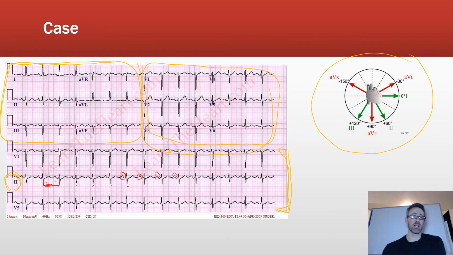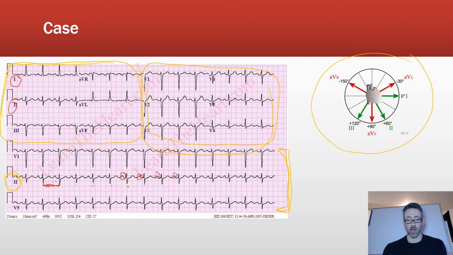So there's rate, rhythm, and then if we take a look at the axis, again, I'm looking at leads 1 and 2 first. The reason I look at leads 1 and 2 first is because if the QRS is primarily upward going in 1 and 2, then I have a normal axis. It's probably going to fall somewhere between 90 degrees and negative 30 degrees. So it would be normal.